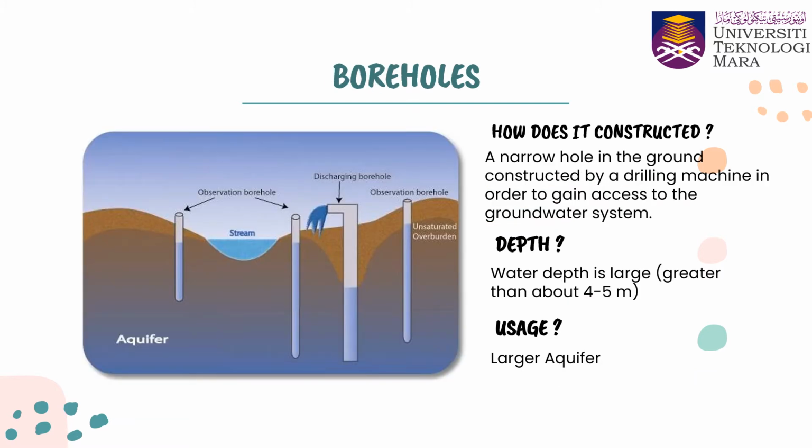And then we have the boreholes. Boreholes are constructed using a narrow hole in the ground. The method used is drilling, so we need to use a drilling machine to access and find the groundwater. The depth is large, about 4 to 5 meters. Using boreholes, we can access larger aquifers. So when we have enough water supply from the ground, the usage can be broader.